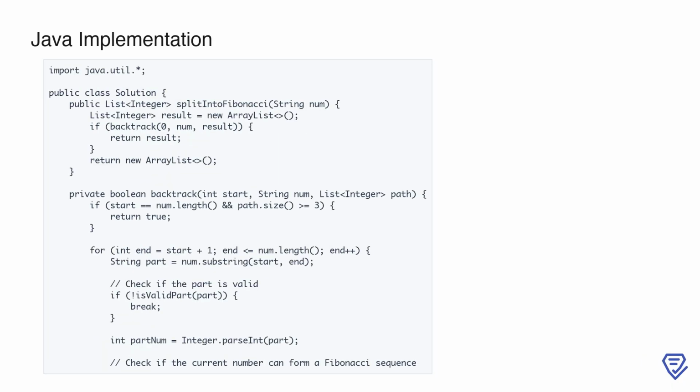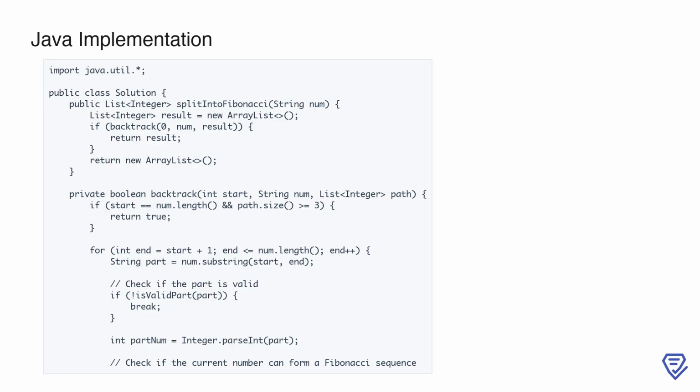Here, we begin by defining the split into Fibonacci method, which takes a string number as input and attempts to split it into a Fibonacci-like sequence. We initialize an empty list called result to store the sequence. The key logic lies in the backtrack method, which we call with the starting index, the input string, and the result list. If the backtracking process is successful, we return the result, otherwise, we return an empty list.